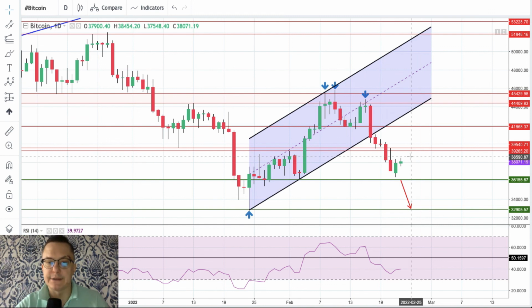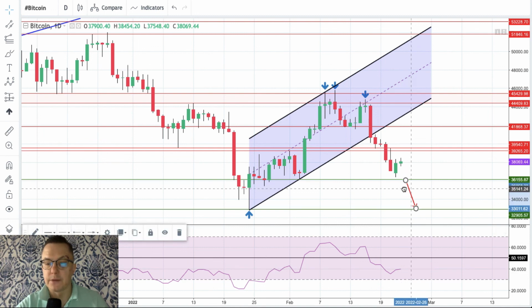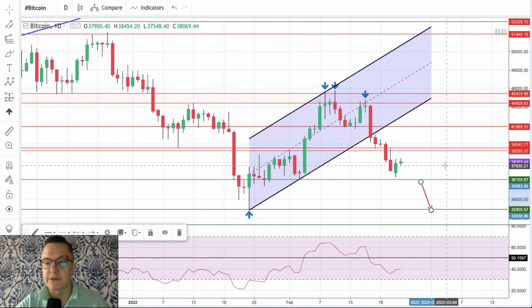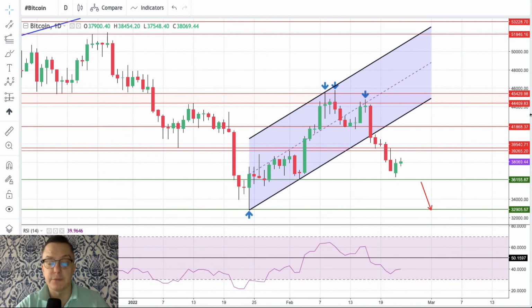There is no sign of any kind of impulsive rally to the upside. Market is still under the control of bears, negative RSI, only 38 points on the RSI, still negative. Market is weak, so we should expect more downside to come very soon.